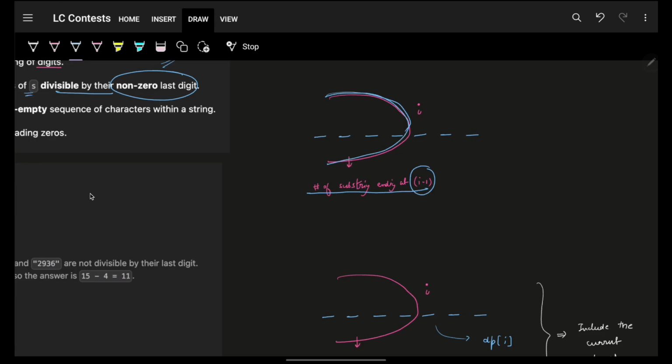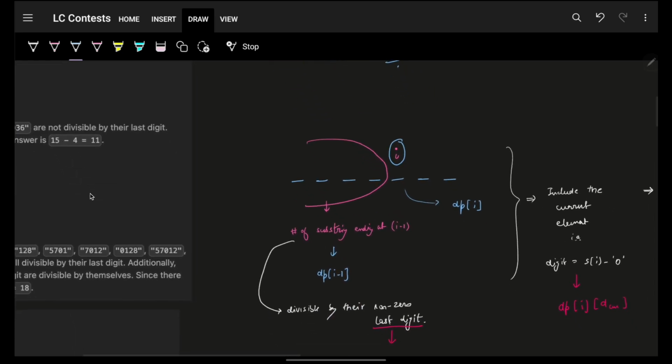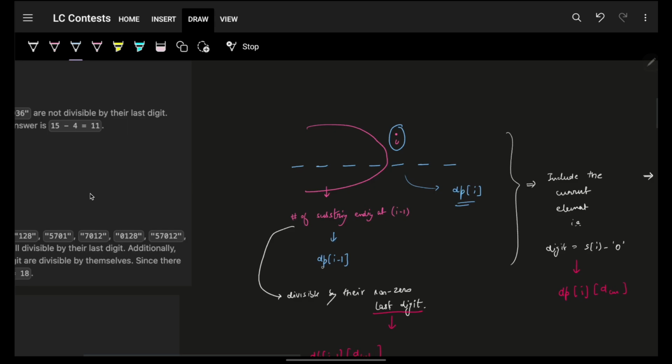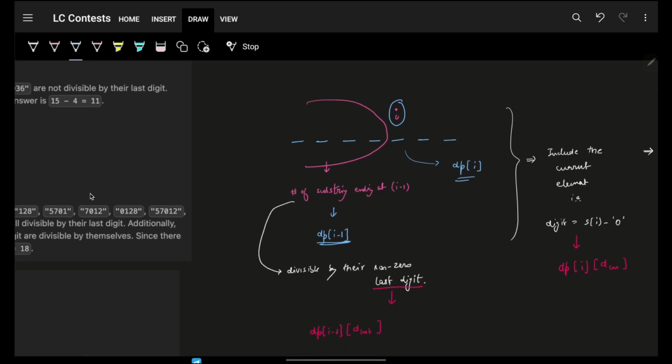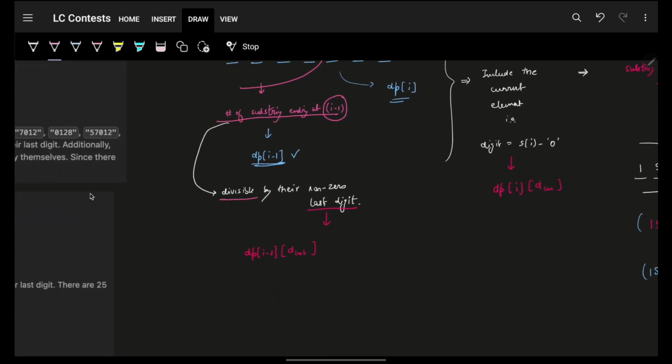So whatever answer I'm storing, technically it's a DP, and it stores the number of substrings ending at the i minus 1th index, giving me some result. Now, if I want to find the answer for i, let's say it is dp of i, then I will try to leverage dp of i minus 1. But what I will store in that dp of i minus 1 is the question. I will technically store the number of substrings ending at i minus 1 satisfying some condition. What is the condition? It should be divisible by their non-zero last digit.